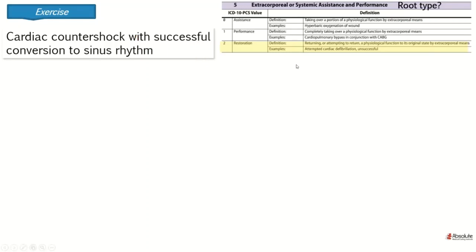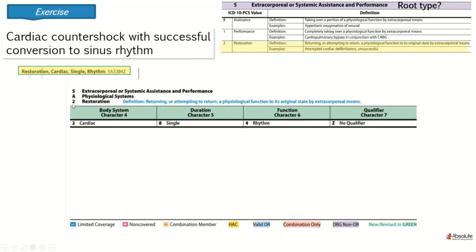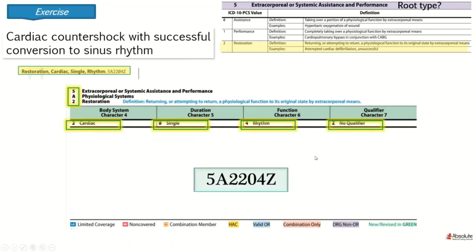So let's go ahead and look up our root operation, restoration. You know what? If you look that up, you only have one code, 5A2204Z. That is the code, and we're going to go find the corresponding table. 5A2, extracorporeal or systemic assistance and performance. Physiological systems, restoration. And if you need to confirm that definition, it is written here: returning or attempting to return a physiological function to its original state by extracorporeal means. Cardiac, single, rhythm, no qualifier, your code 5A2204Z.